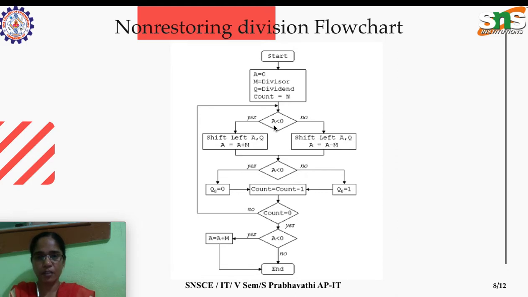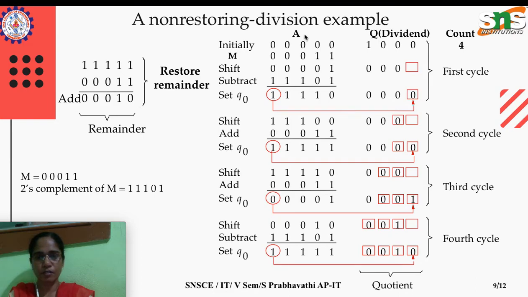So the accumulator value is negative. Right now the accumulator is 1, and 1 is nothing but negative, so we will be adding it, add M, where M is nothing but 3, 0 0 3. Now you are performing addition, so 0 plus 1 1 1 1 1 1. Now checking the sign bit, again the sign bit is 1, so make q naught 0 and shift left, so repeat this operation.